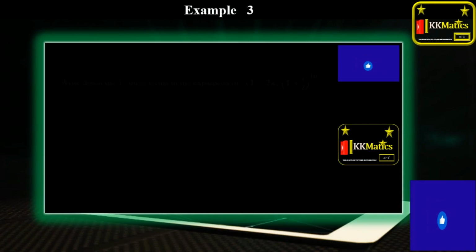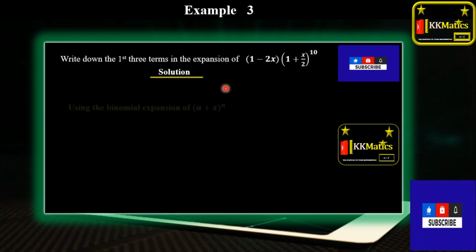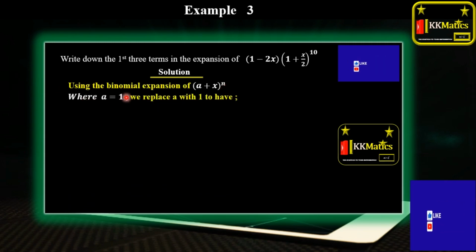Example 3 here. We are told to write down the first three terms in the expansion of this. The important thing we need to consider here is that we have to expand this, then expand that, and the next thing to do is multiply both expressions. So by using the binomial expansion of (a + x) all raised to power n, we have where a equals 1. Our a, obviously, we already know what a is.